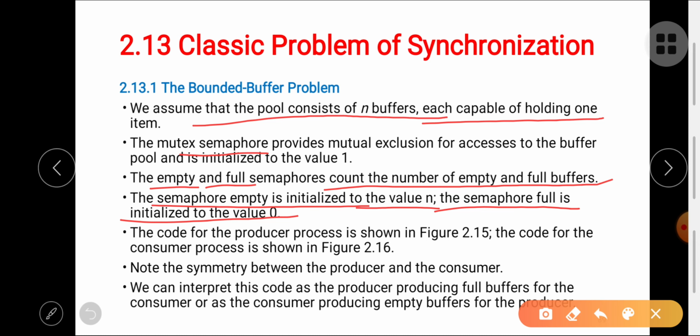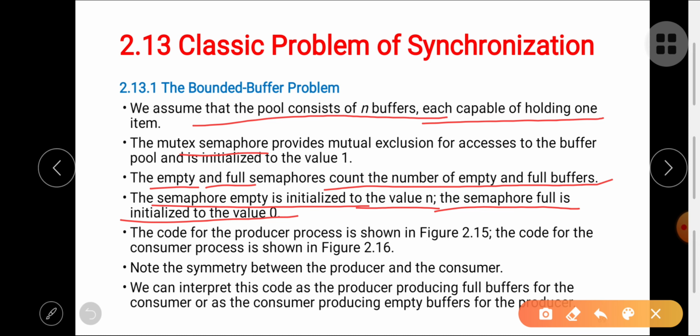It means that full is initialized to 0, so there is no process, and empty is initialized to n, so there are n empty buffers. So the buffer is not full.